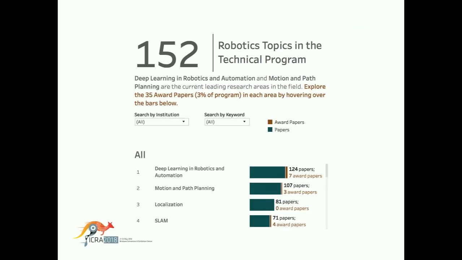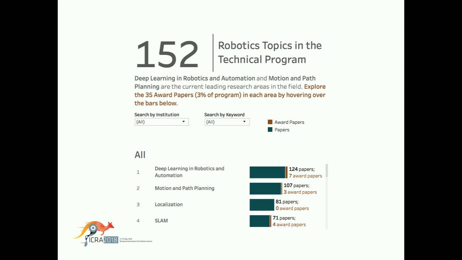If you looked at the webpage of this conference, you may have noticed that motion and path planning was the second most leading research area in the field, judged by the number of papers. This conference got 107 papers on motion and path planning versions of this problem, which underscores the importance of the topic for robotics.